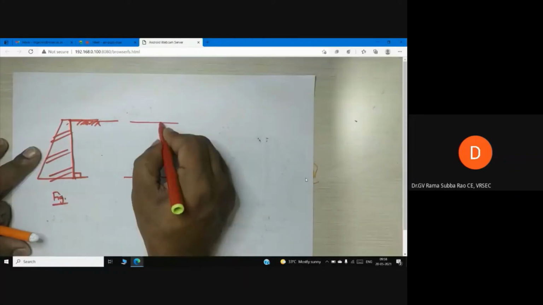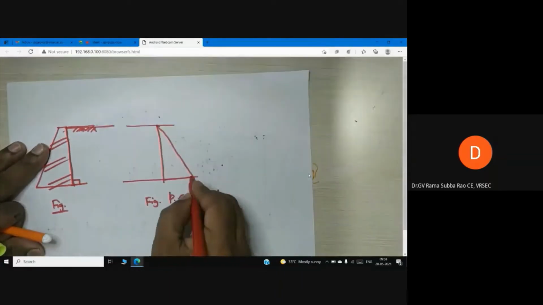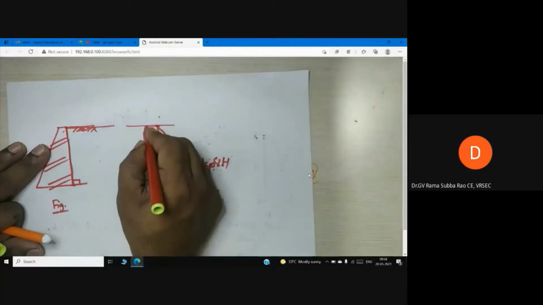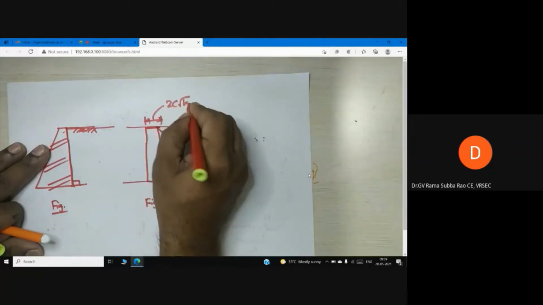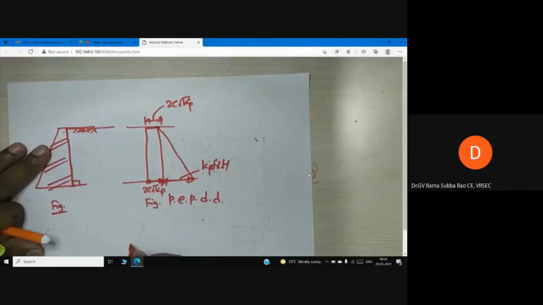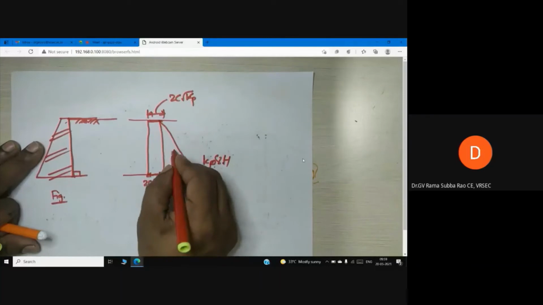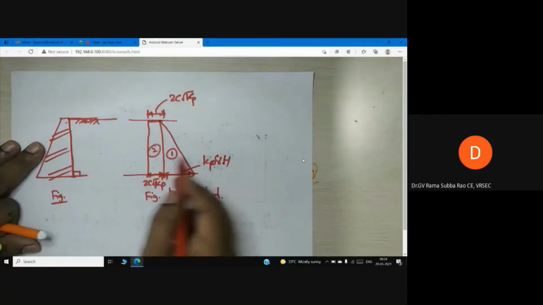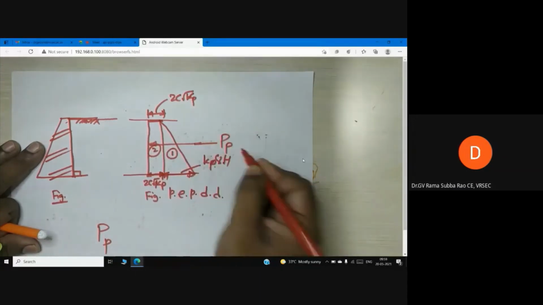So you see here when Z is H, I think anyone can say Kp gamma H. But here you see what I have to add now: 2c root Kp. What about this one? 2c root Kp. So now you see I have two distribution diagrams. One is for cohesionless, another one is for cohesive soil. So now we can see the combination. Now how to calculate force? Can anyone tell me how to calculate passive force?